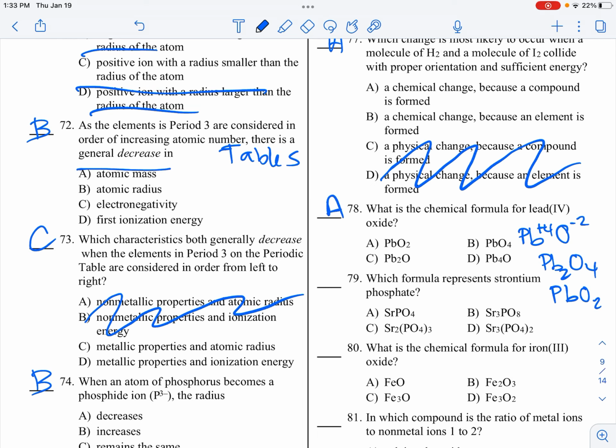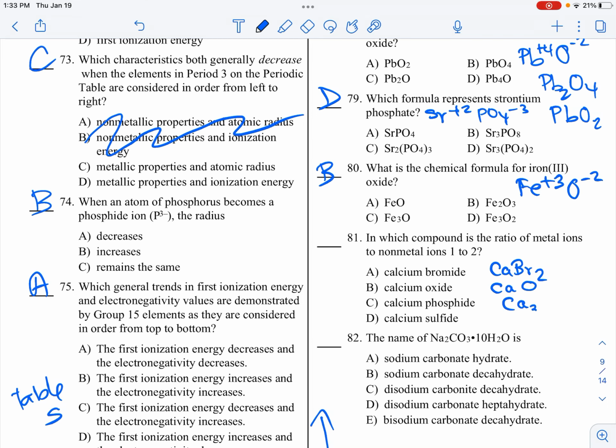So first let's write it. Ca +2, Br -1; Ca +2, O -2; Ca +2, P -3; and Ca +2, S -2. So who is in a 1-to-2 ratio? That's going to be 1.